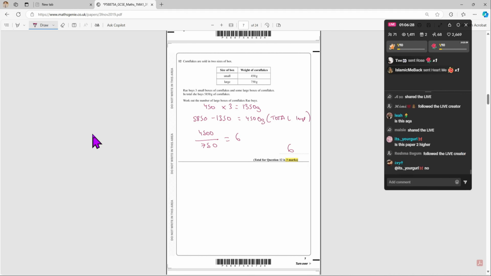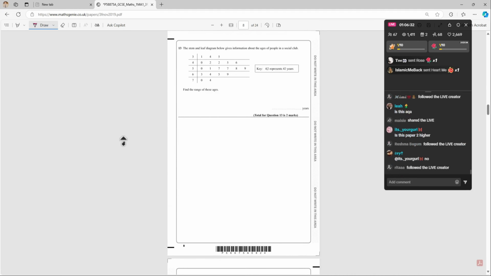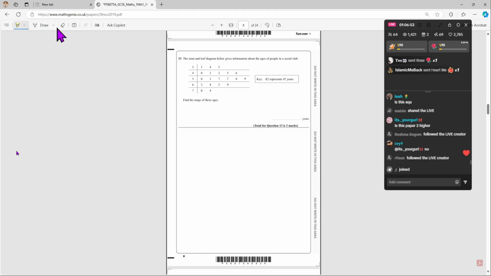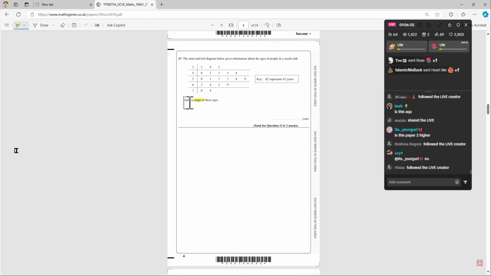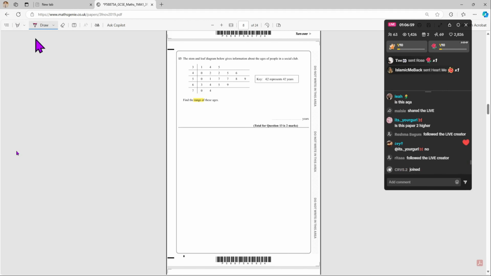So let's move on to our next question. Question number 13. The stem and leaf diagram below gives information about the ages of people in a social club. Find the range of these ages, and the key is 4 and then 2 represents 42 years. So in the chat, can you tell me what the definition of range is? How do you calculate the range? What does range mean?